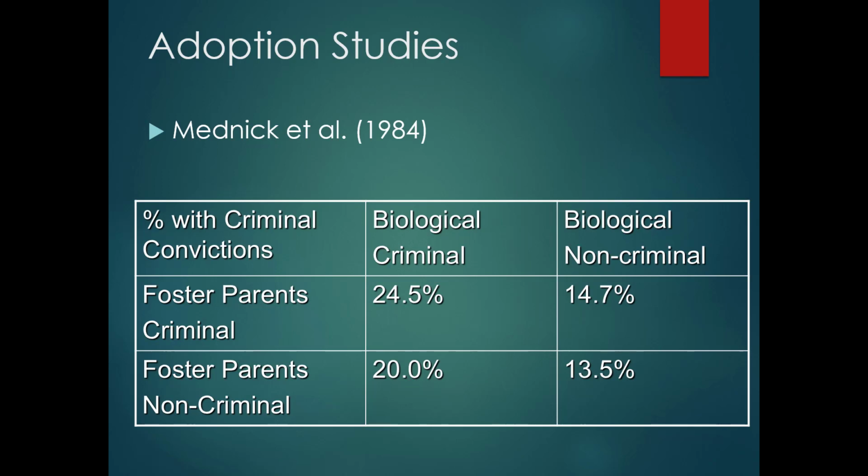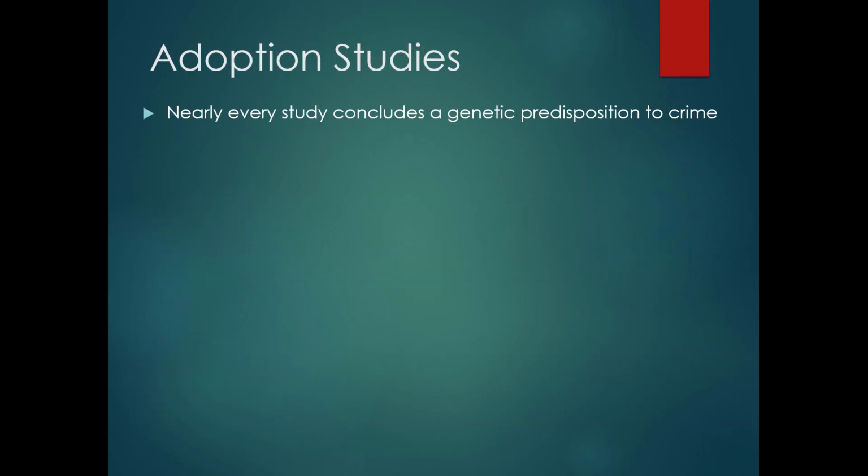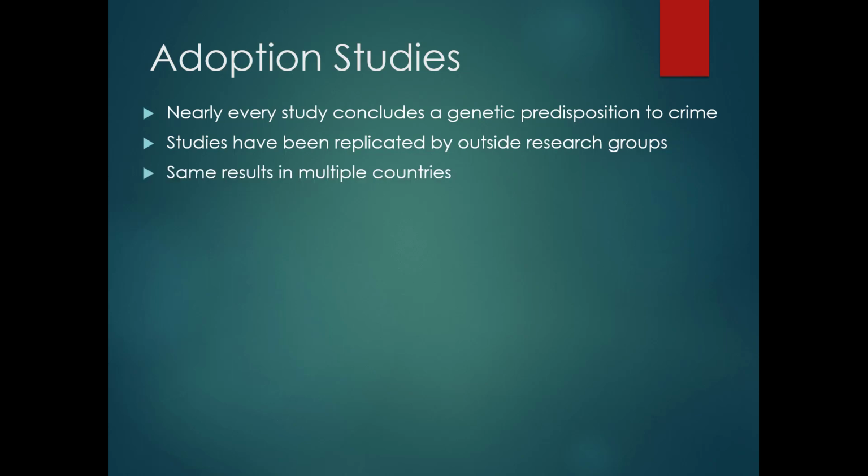So I've taken you through a lot of different ways of looking at biology. Nearly every study concludes that there's some kind of genetic predisposition to crime. And these studies have been replicated by outside research groups, not just Mednick, but others. We've also found similar results in multiple countries. We find a connection between genes and criminality.